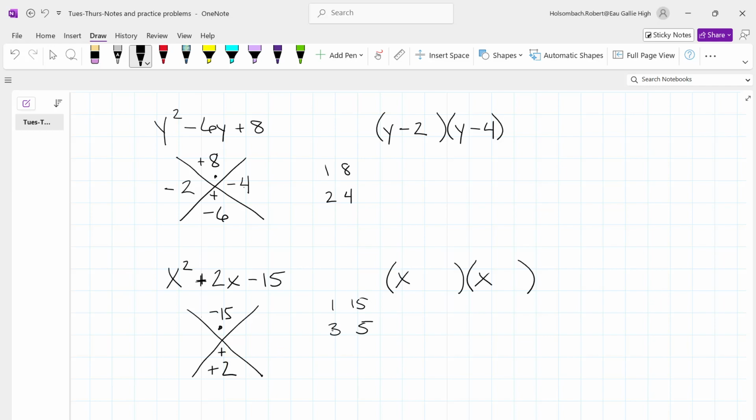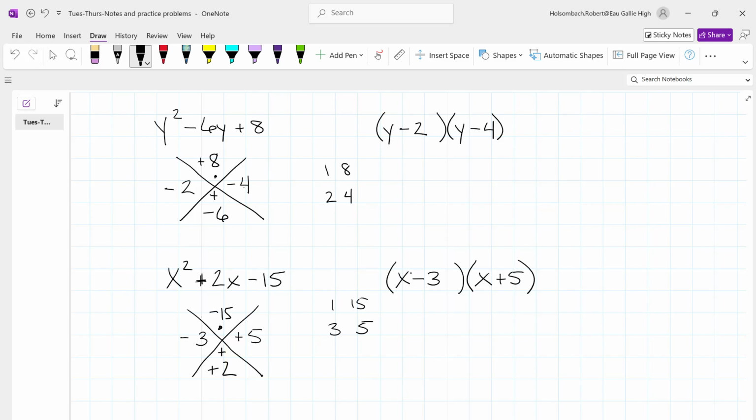The 3 and the 5 are the only numbers we can use to get to a 2. So we use the 3 and the 5. And since our middle term is positive, our larger factor needs to be positive, which makes our other factor negative. Because negative 3 plus 5 is positive 2, and negative 3 times 5 is negative 15. So our two factors are x minus 3 and x plus 5.